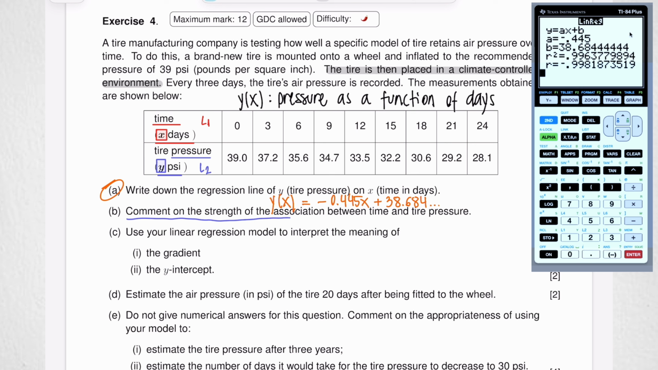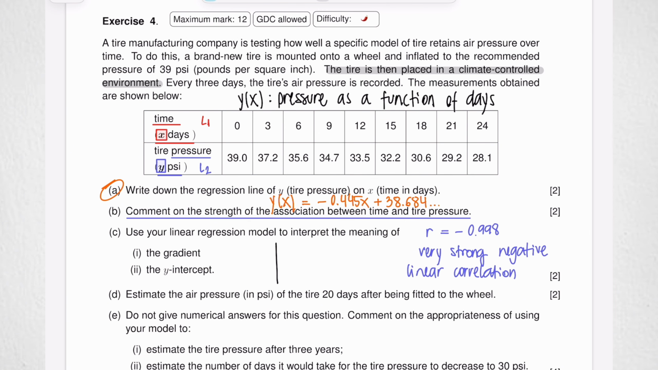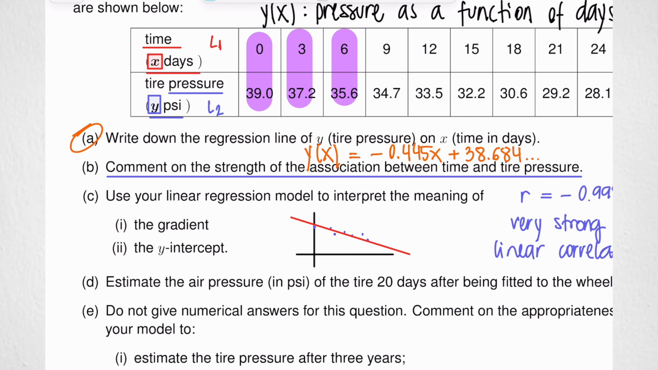And we can see how strong the association is by checking the value of r. R is negative 0.998, which is a very strong negative linear correlation. Now, what do the gradient and the y-intercept mean? We have each data point, which is represented over here by these little dots. And this is, by the way, just a rough sketch. And we have our linear regression.